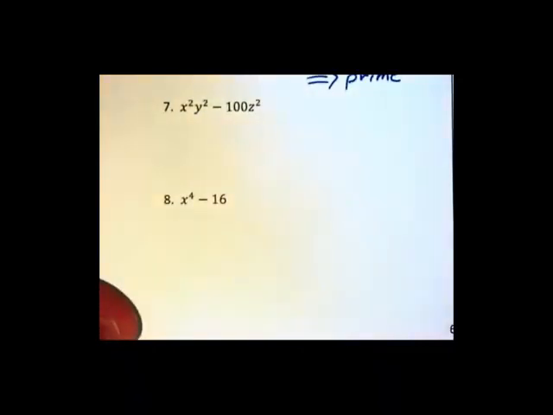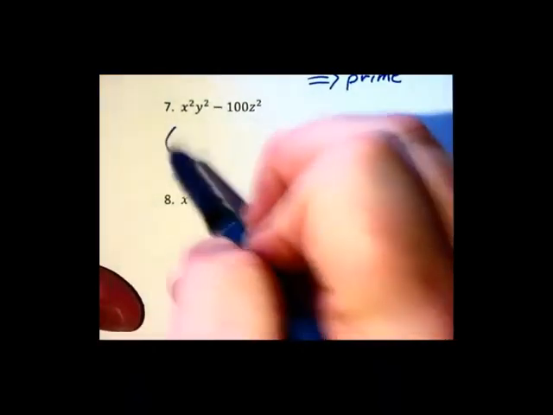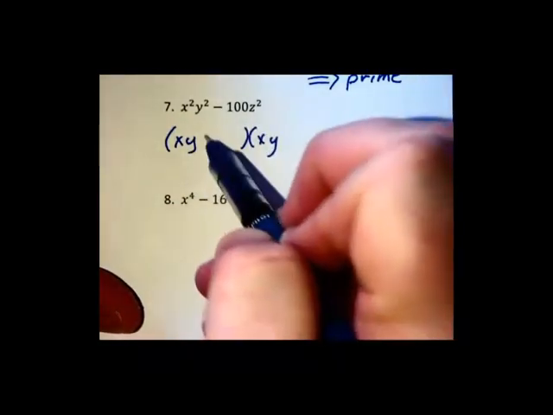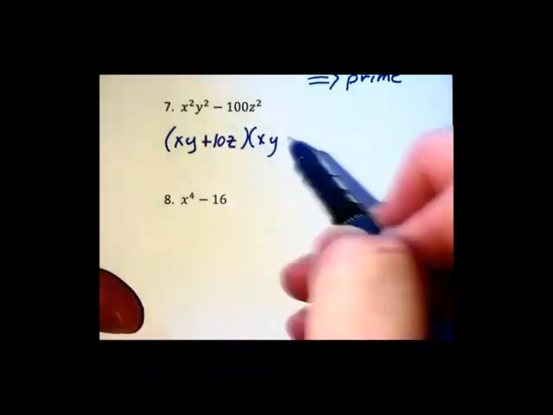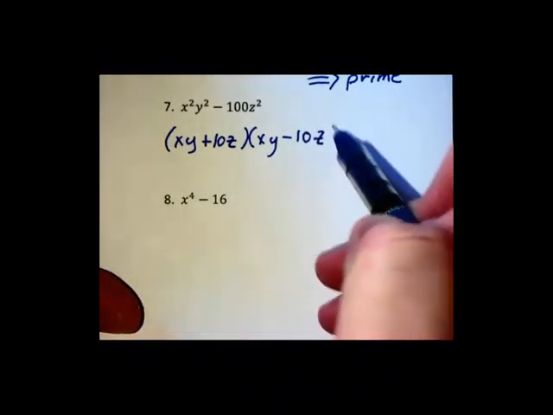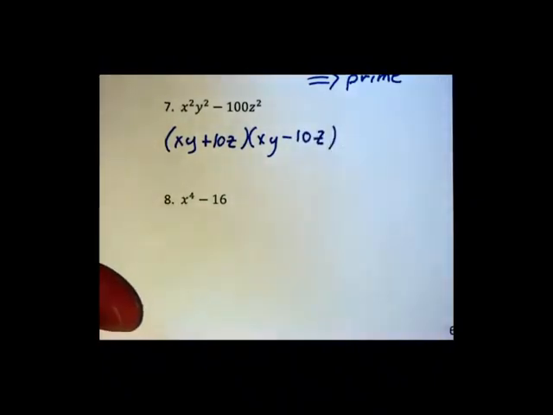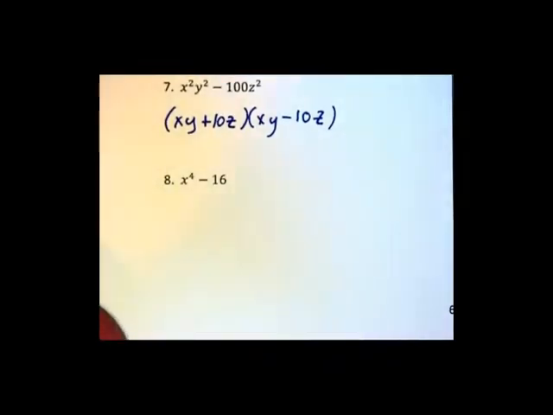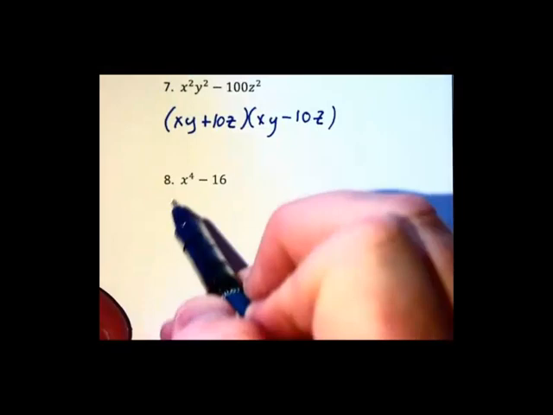Number 7. The x squared, y squared, it's okay to have this. Each parenthesis will begin with an xy, and will end with a plus 10z and a minus 10z, just like the other problems. Now, number 8, it's technically not a square, but x to the 4th is the square of x squared.